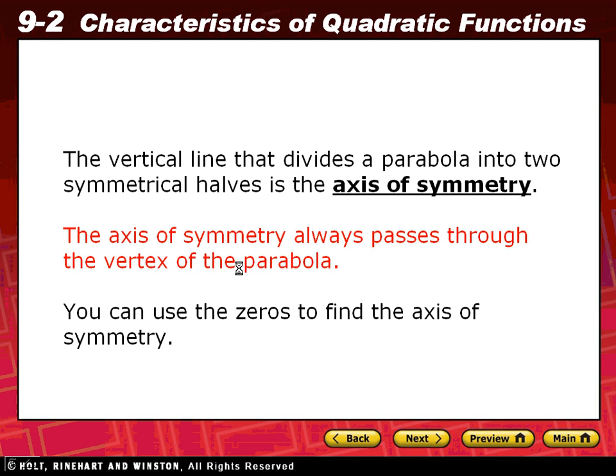Now let's talk about axis of symmetry. There's an imaginary vertical line that you can use to divide a parabola into two symmetrical halves, and we call that the axis of symmetry. The axis of symmetry will always pass through the vertex of the parabola, in other words, the highest or lowest point. And sometimes you can use zeros to find the axis of symmetry.